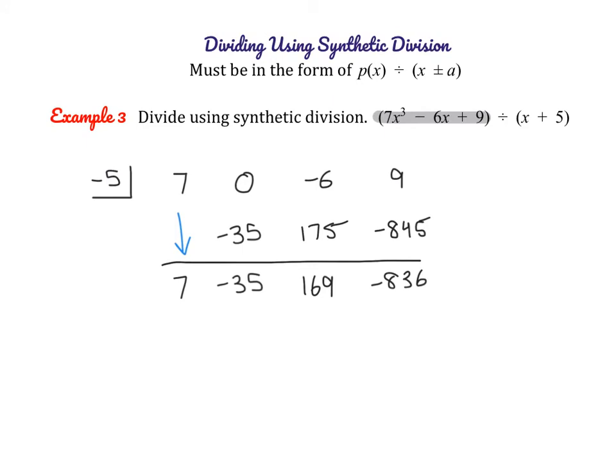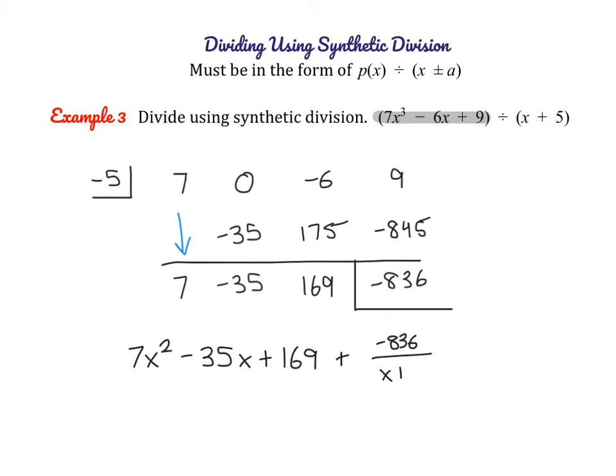So one thing is, this last number here, we can put it in a little box like this, will always be our remainder, always, no matter what. And then the rule is you take your original polynomial and you drop the degree down by 1, and that's going to be the start of your answer. So since this was x cubed, our answer is going to start with x squared. So it's 7x squared, and then it's just descending order. Minus 35x plus 169. And then our remainder, we can say plus negative 836 over whatever we're dividing by, x plus 5.